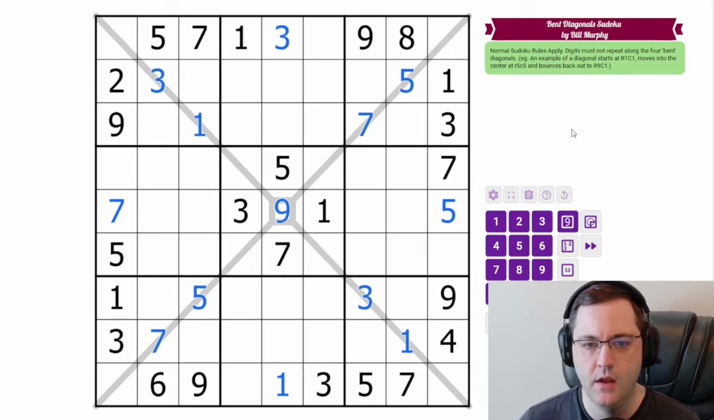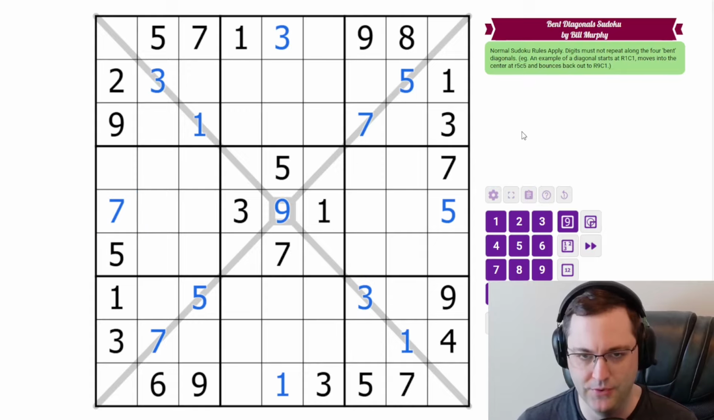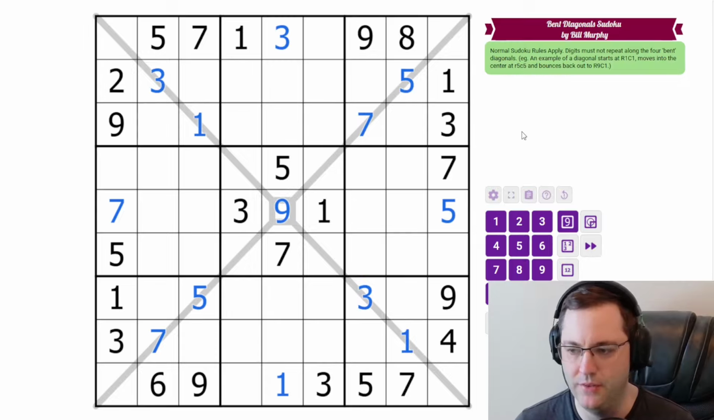Okay. That is all you can do with singles. So this is where the maybe too clever thing comes in. There are a couple of ways to approach this.